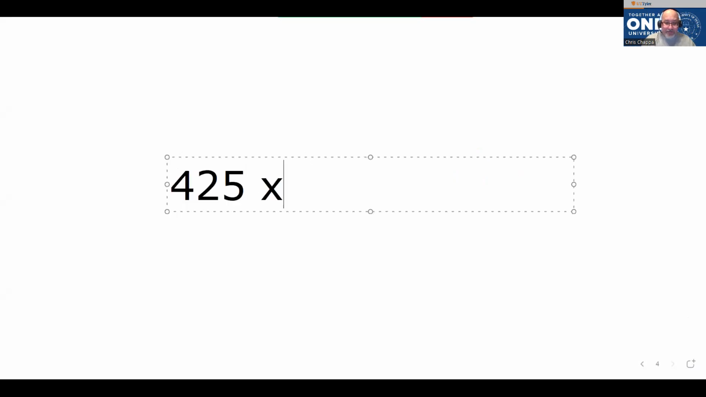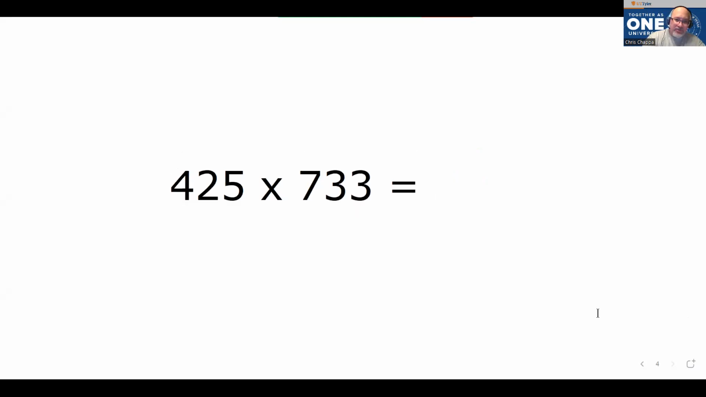I'm not going to go through all the details, but if I wanted to do, say, a 3-digit number times a 3-digit number, it is a lot more convoluted. We'll say 425 times, we'll say 733. All right, I'm going to call out the moves as I do them. I invite you to rewatch the video and see if you can figure out what I did.